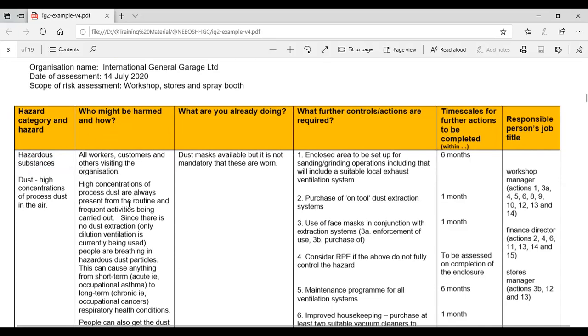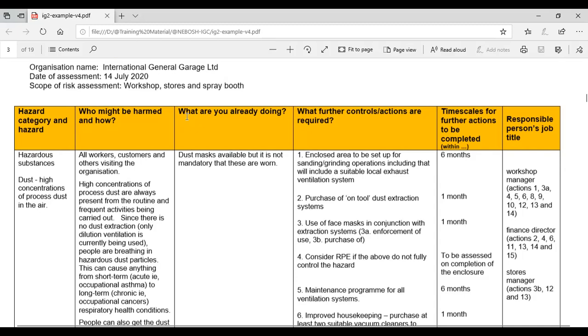Like high concentration of process dust, you are giving justification also. How come those workers could be harmed? I repeat again, who might be harmed and how? This "how" should be noted. People sometimes don't give importance to the critical words actually. He clearly mentioned who might be harmed. So it's not just that you mention all visitors, customers, or the relevant ones. If it's a welding project or welding department, only the welding operators or the helpers or something like that. But how are they going to be harmed actually? That technical justification should also be within this column, and you have to mention that.